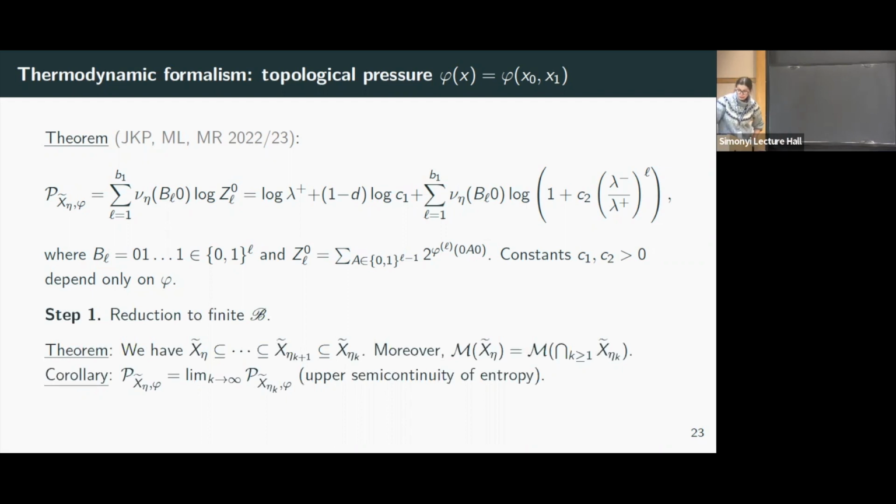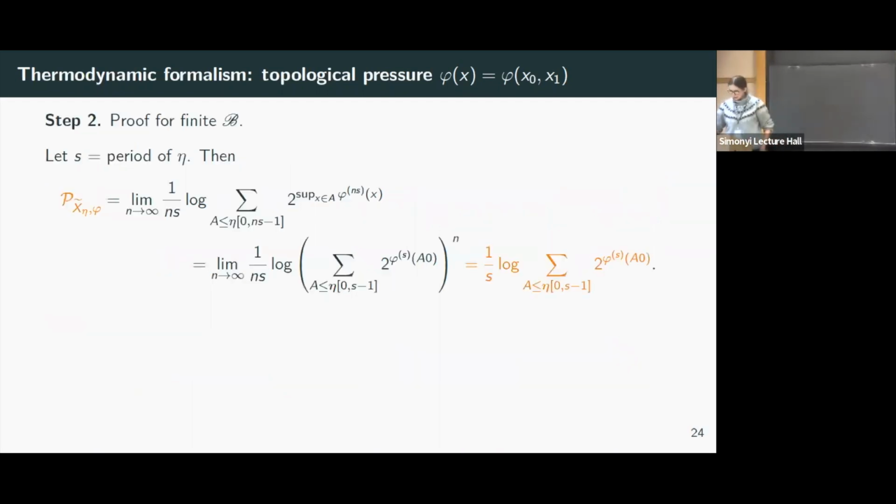First we do a reduction to finite sets B. That comes from the fact that we have this descending family of subshifts such that the intersection shares the invariant measures with the hereditary closure of the B-free system. And second, we need to find the formula for a finite set B. In this case, eta is periodic. So let S be the period of eta.